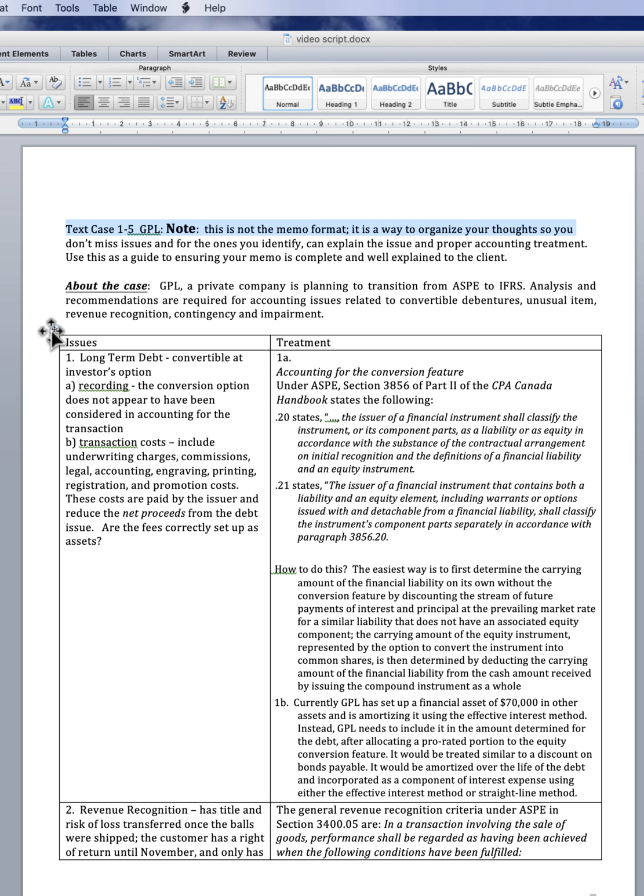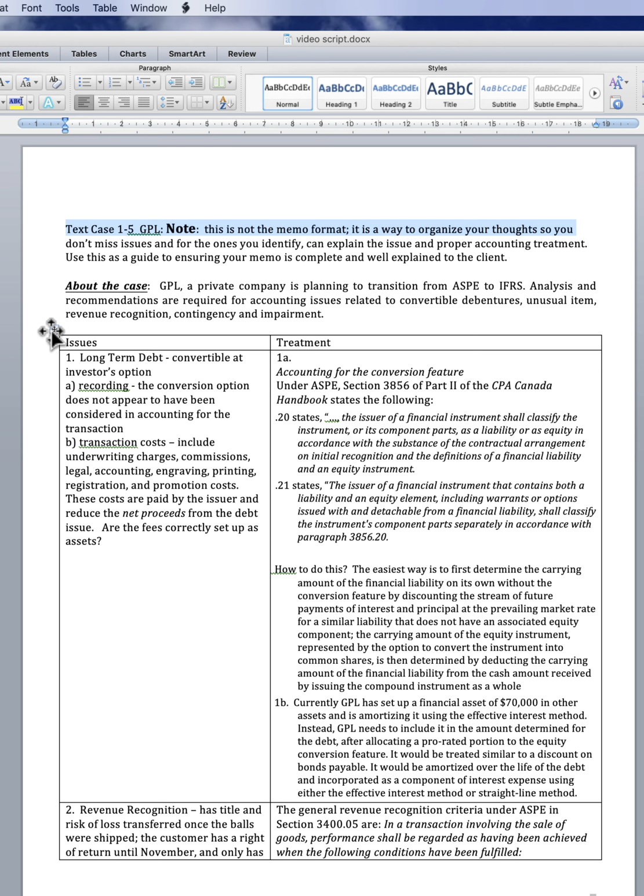issue. So I thought what I would do is just present you with a little table, one column for issues and one column for the treatment or how to deal with that issue, just to enable you to organize your thoughts so that when you do produce a memo, a business memo, you know exactly what the issues are and you have already thought through the proper accounting treatment. So if I were you, I would use something like this as a guide and to make sure that you've got all the issues and you have the appropriate treatment.